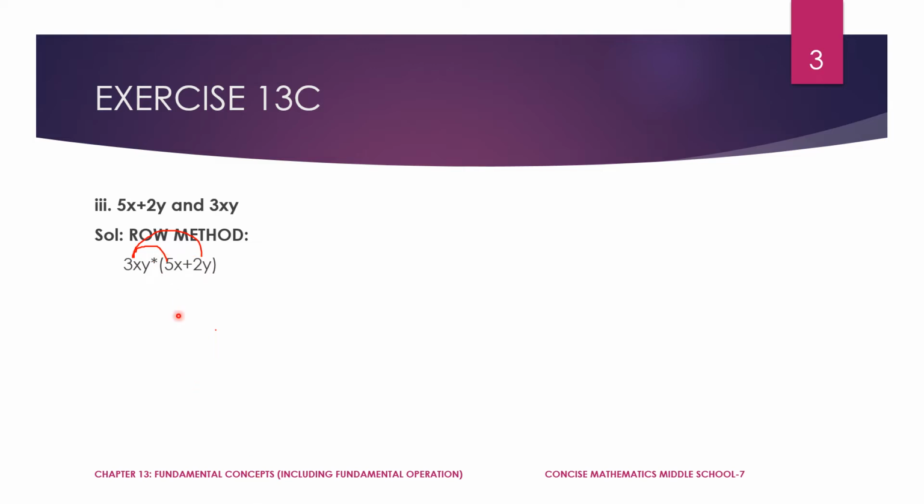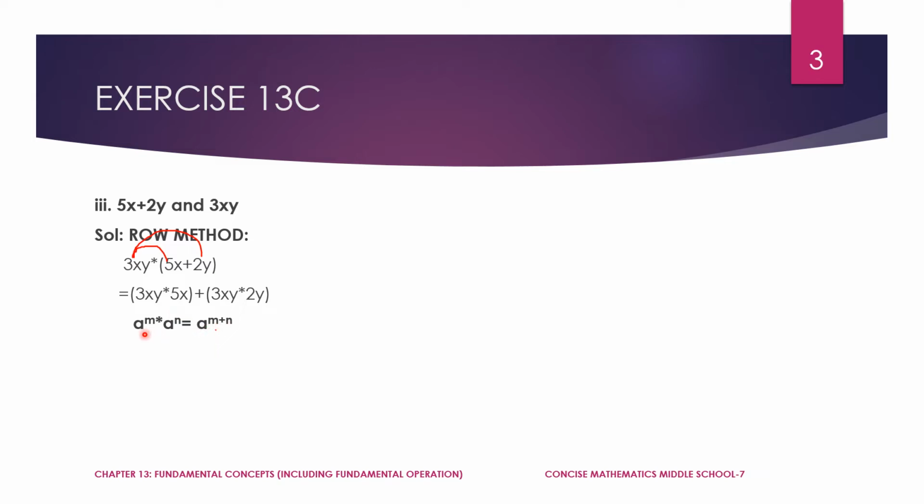Okay. So let's write this. 3xy into 5x plus 3xy into 2y. Always place a plus sign between these two. Okay. Now just multiply them.